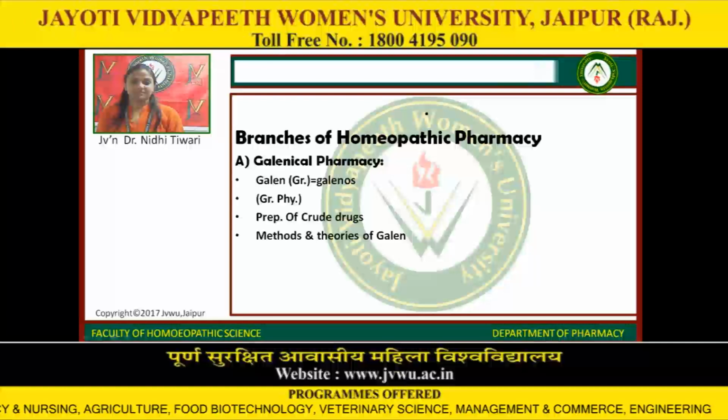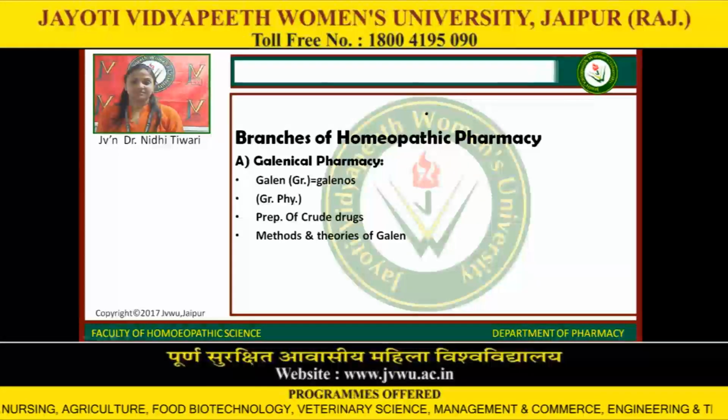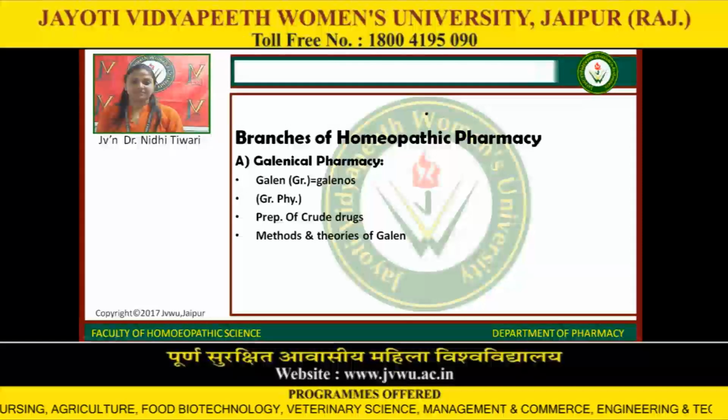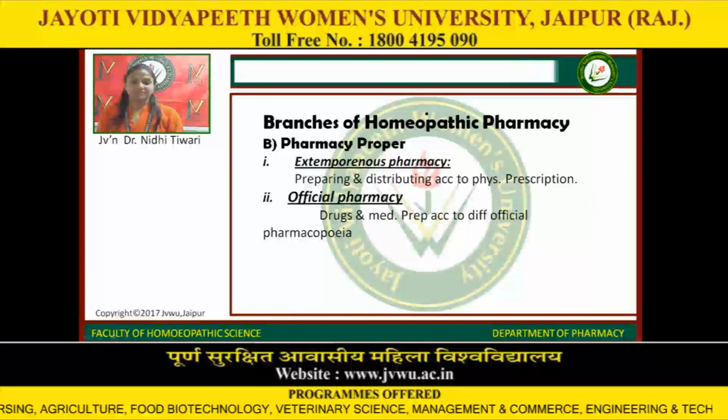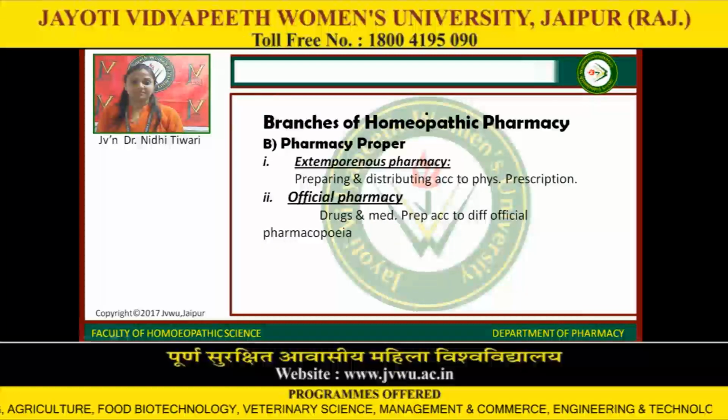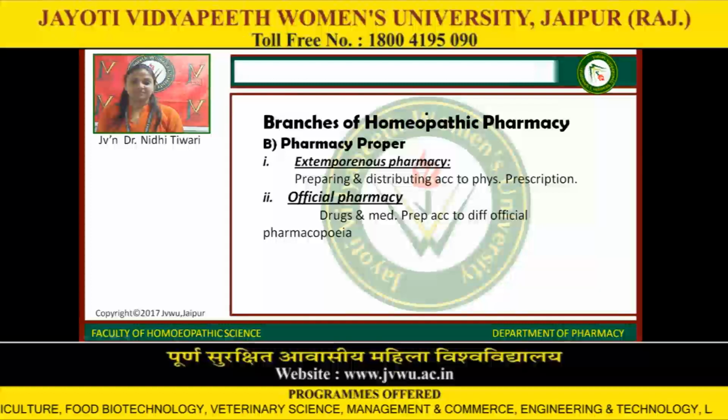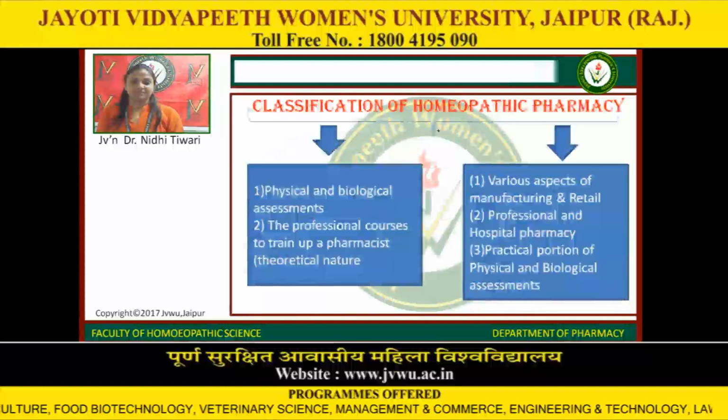What are the branches of homeopathic pharmacy? First of all, Galenic pharmacy. Galen means Galenos. Preparation of crude drugs, methods and theories of Galen. Pharmacy proper, extemporaneous pharmacy: preparing and distributing according to the physician's prescription. Official pharmacy: drugs and medicines prepared according to different official pharmacopoeia.